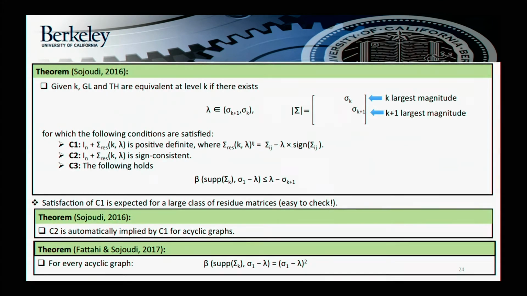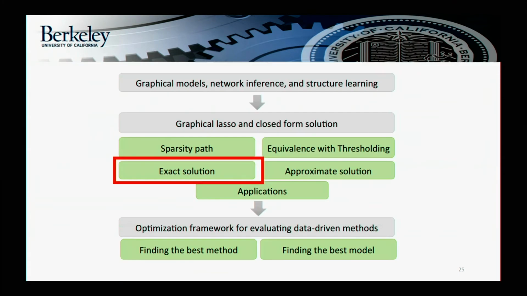It turns out that if we have an acyclic graph, then this beta function is equal to this quadratic function, which is pretty straightforward. So sigma 1 here is the largest magnitude of sample covariance matrix, and lambda is the regularization parameter. Okay, so far we talked about equivalence between graphical lasso and thresholding, and all the conditions we provided so far were just in terms of the sample covariance matrix and the definitions that we came up with. Now we want to use this equivalence between these two techniques in order to provide or find a closed form solution for graphical lasso.